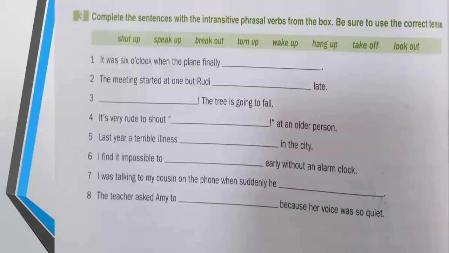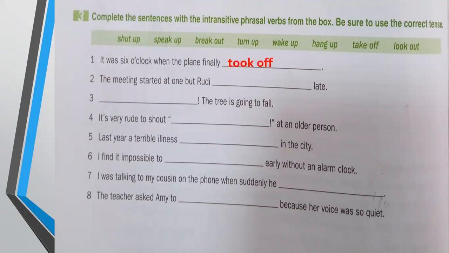The last activity in our lesson today, complete the sentences with the intransitive phrasal verbs from the box. Be sure to use the correct tense. Notice here all the phrasal verbs in this activity are intransitive, so they don't take an object. It was 6 o'clock when the plane finally, excellent, took off. وما معنى took off؟ بمعنى أقلعت, to leave the land.